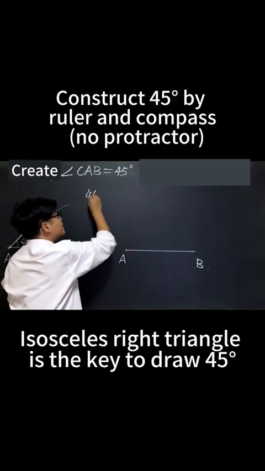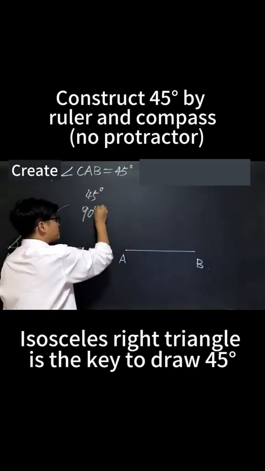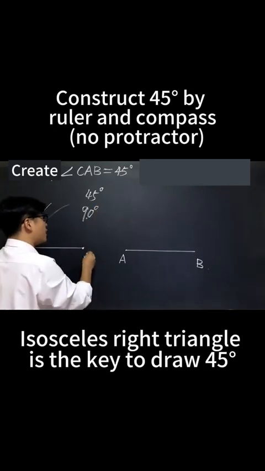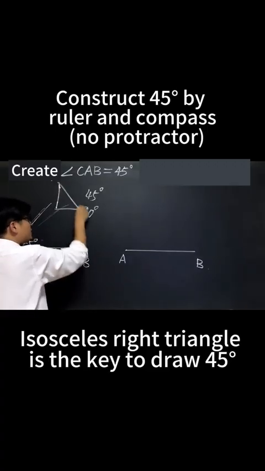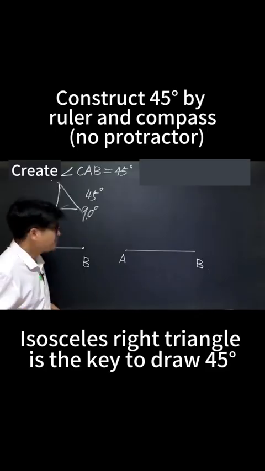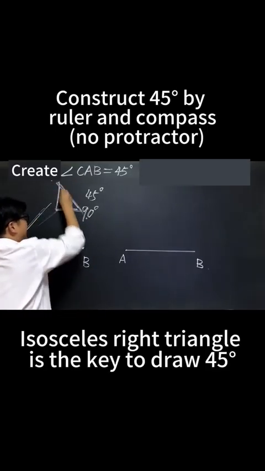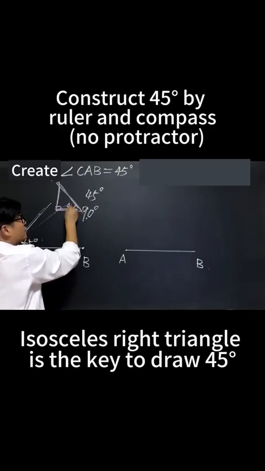Drawing a 45-degree angle. Everyone, let me teach you how to do it. When you need to draw a 45-degree angle, you should think of a 90-degree angle. And when you think of a 90-degree angle, what comes to mind? An isosceles right triangle. This is an isosceles right triangle. Everyone, this angle here is 45 degrees.